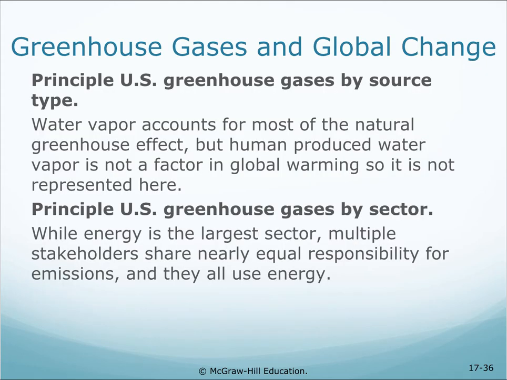The principal U.S. greenhouse gases by source type. Water vapor accounts for most of the natural greenhouse effect, but human-produced water vapor is not a factor in global warming, so it's not represented here. The principal U.S. greenhouse gases by sector. While energy is the largest sector, multiple stakeholders share nearly equal responsibility for emissions, and they all use energy.